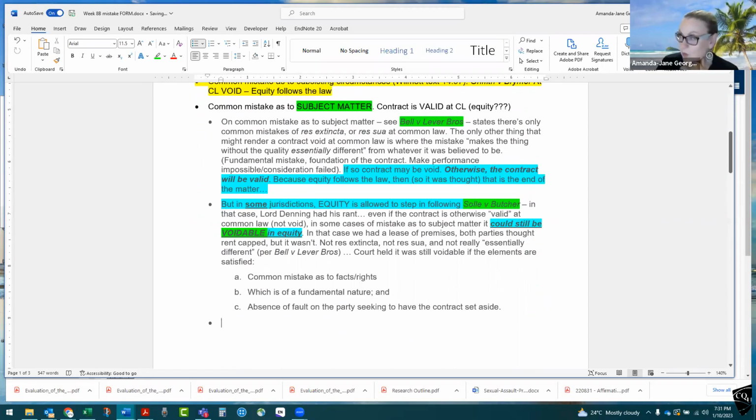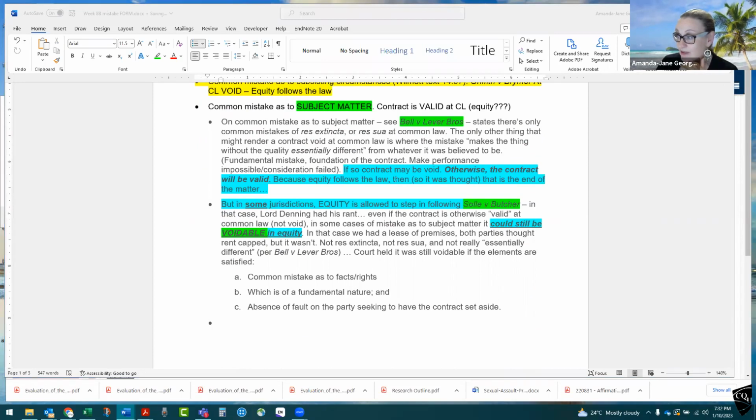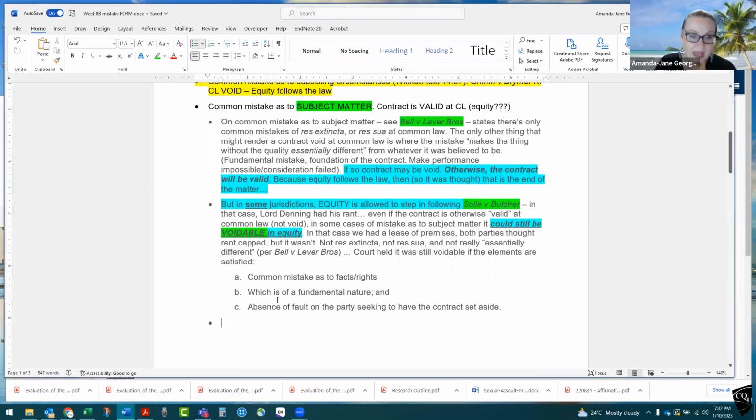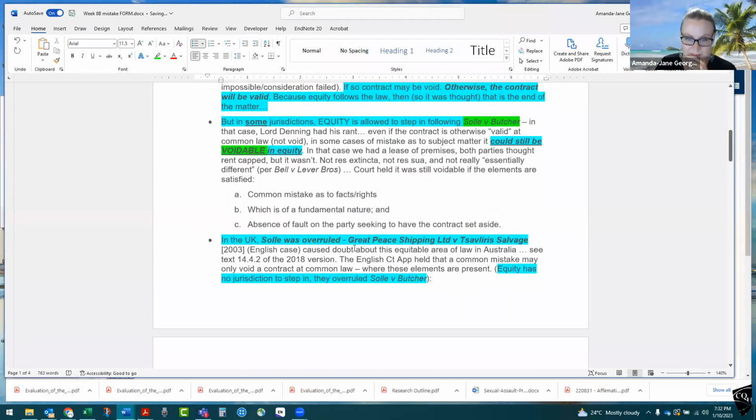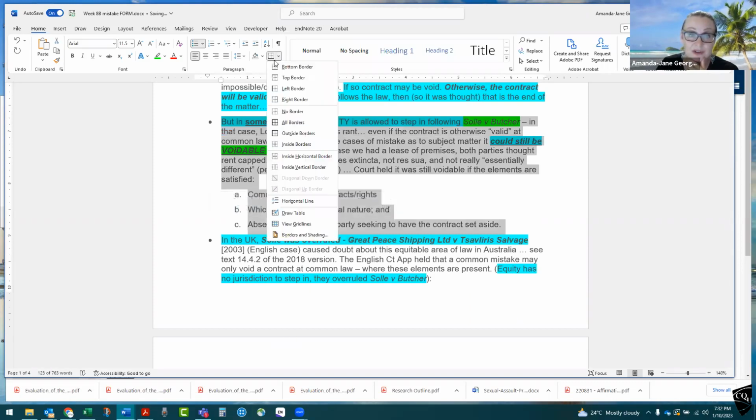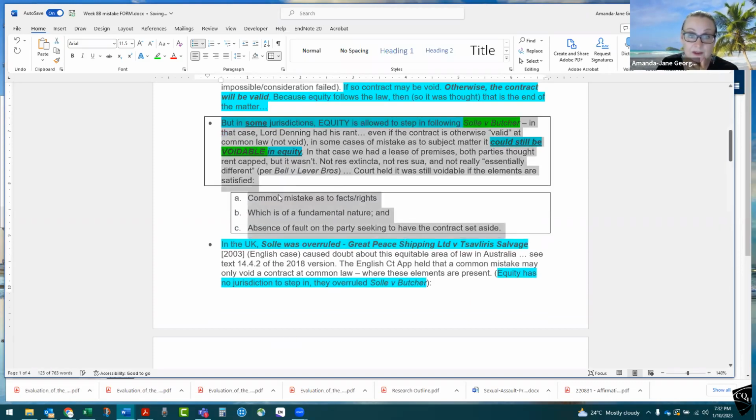Then we had some pretty harsh decision making in the UK that overturned Solly and Butcher. And that was the case of Great Peace. Australia Estates was the Australian case afterwards. Great Peace found, and they basically said this case here was overturned. No longer good law.